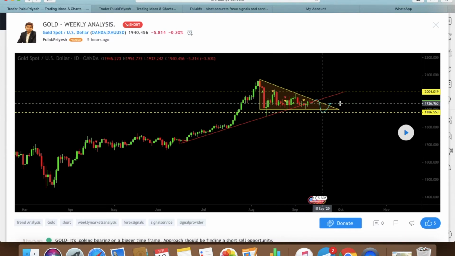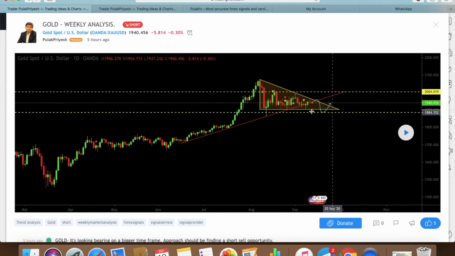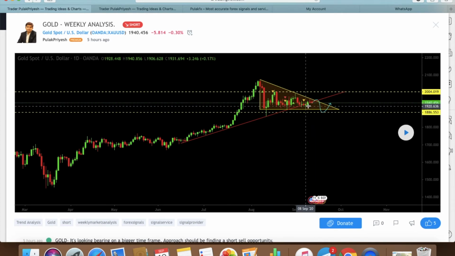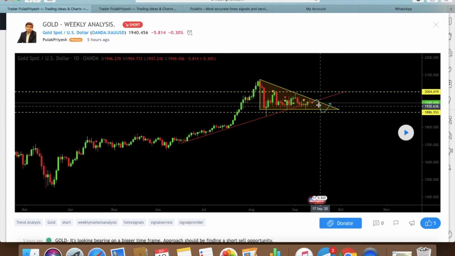Here is the triangular pattern formation on the chart. On the daily candle there is a triangular pattern formation, and it is about to break the trend line here. It broke this trend line at this moment and went down till 1906. Now, after touching the resistance level here, it's again trying to break the trend line, and I'm expecting it to move further down. These are the projections which I have made here.